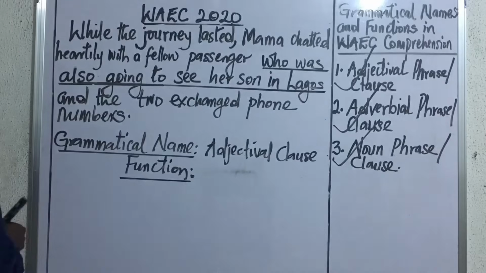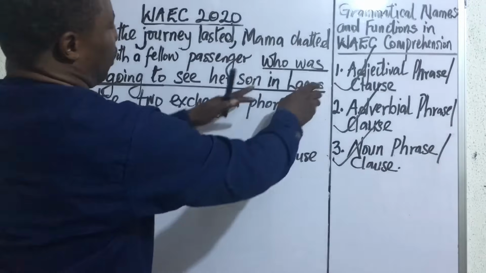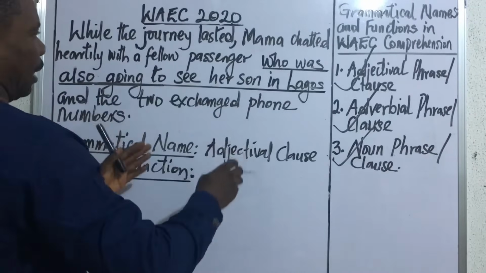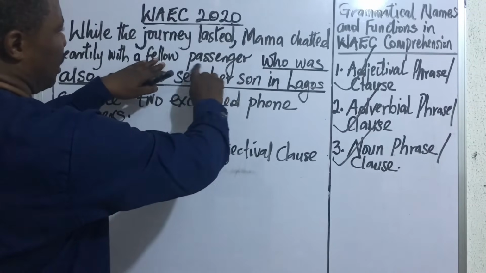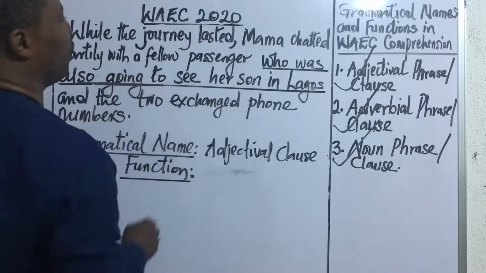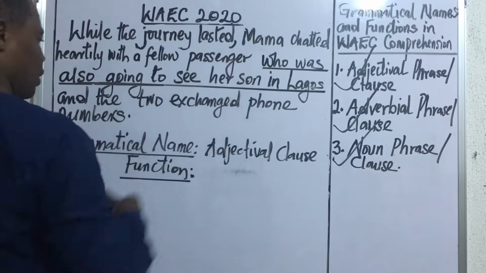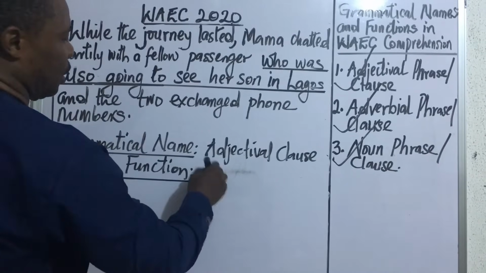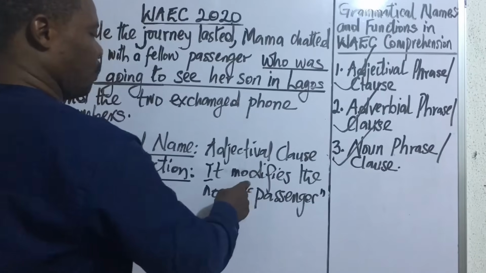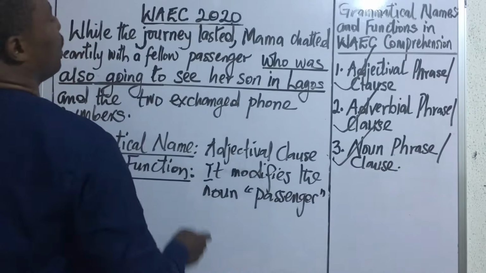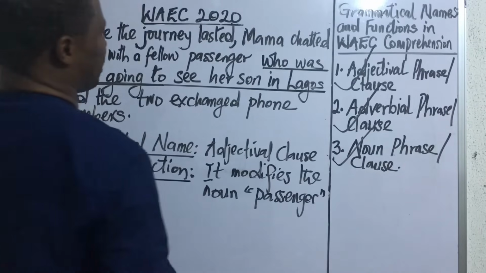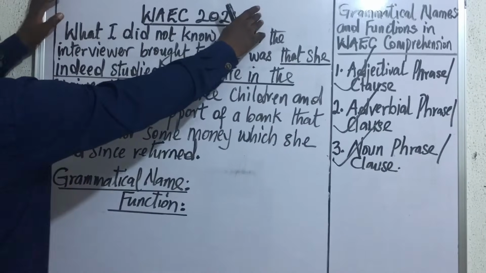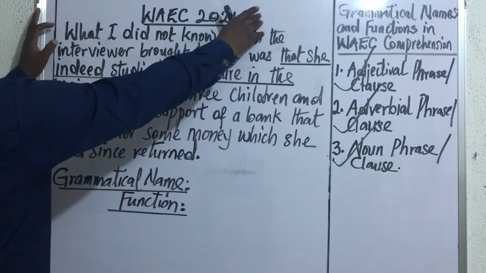Then what is the function? We say all adjectival clauses modify the noun that comes before them. And the noun here is "a fellow passenger." The noun is what? Passenger. So you write: it modifies the noun "passenger." So that is that on WAEC 2020. Let's take one more example. Then finally today we want to look at WAEC 2021.